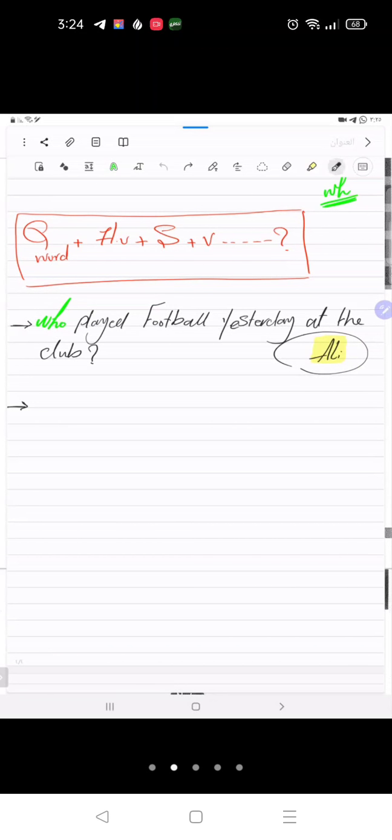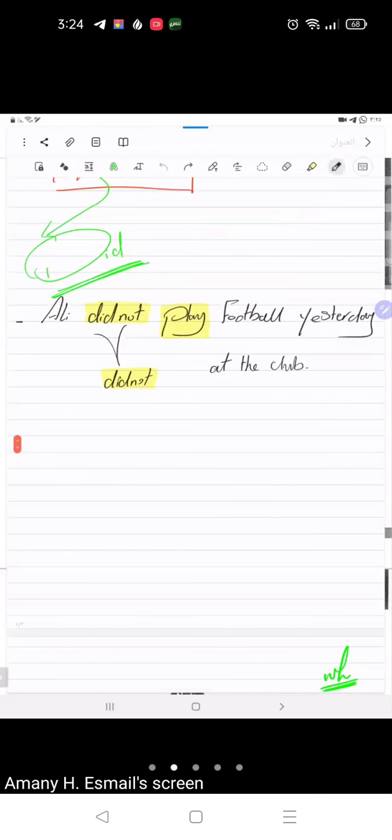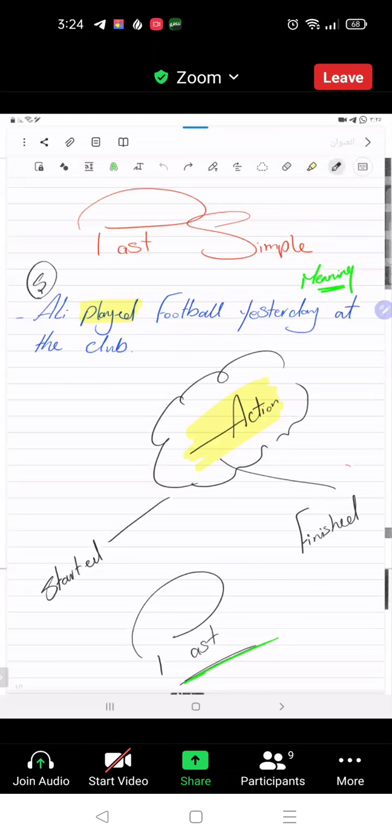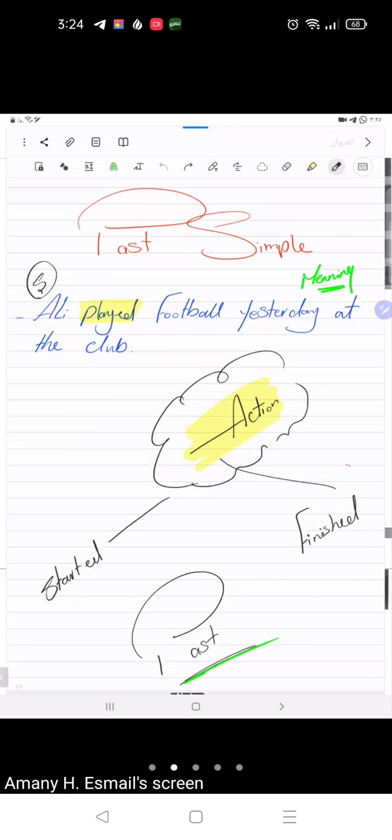Okay, look at the sentence, and I need another one to make another WH question. Can I? Yes, you could. What was Ahmed doing in the club? What did Ahmed do in the club? Here we are talking about Ali, not Ahmed. Say it again, please. What did Ali play in the club?